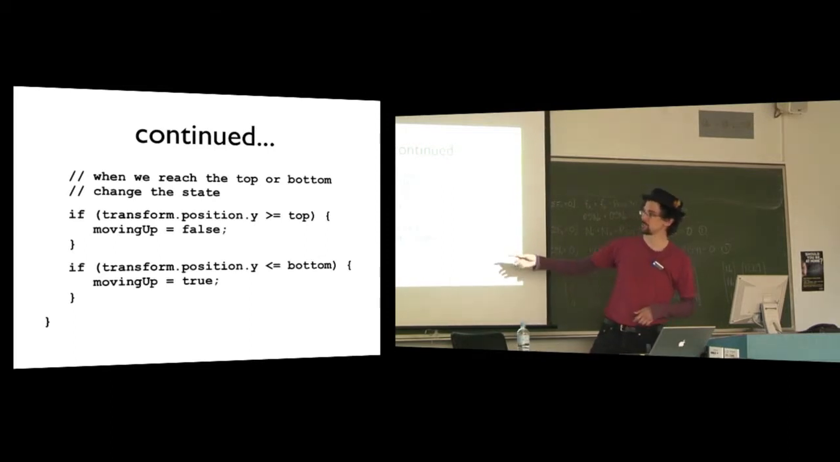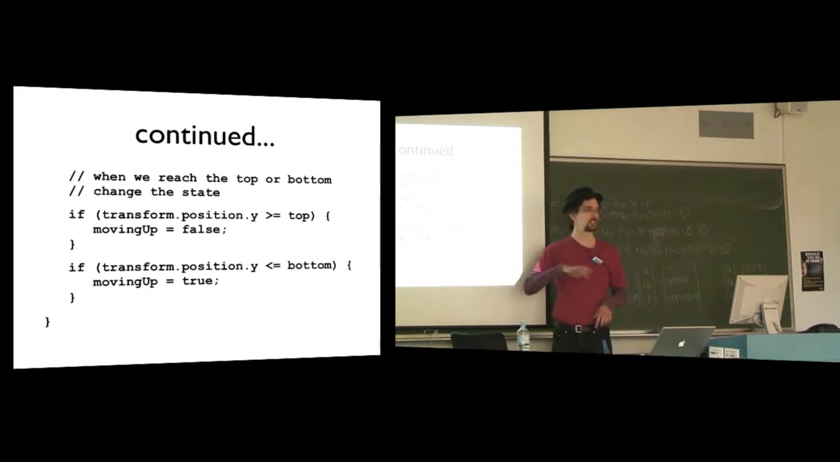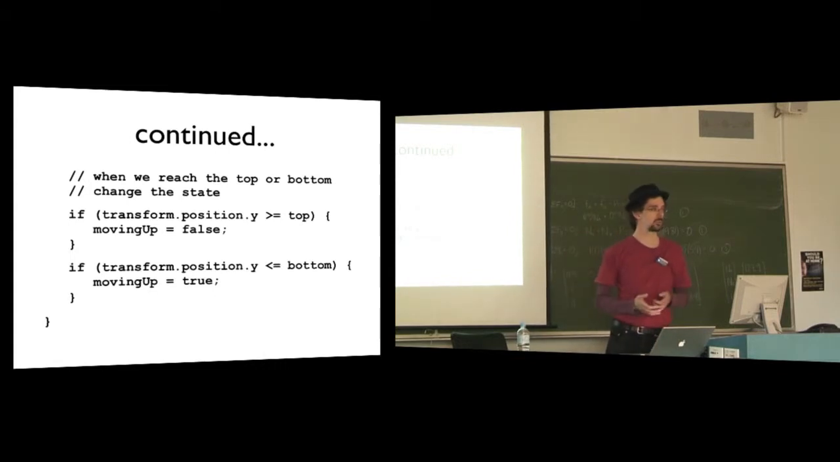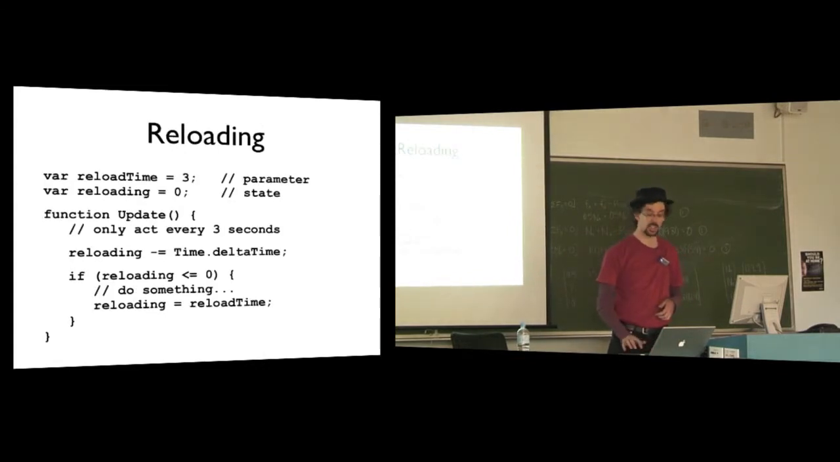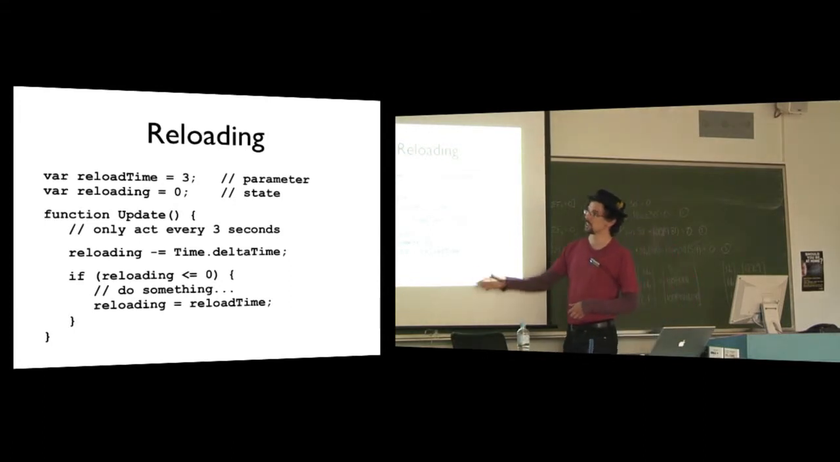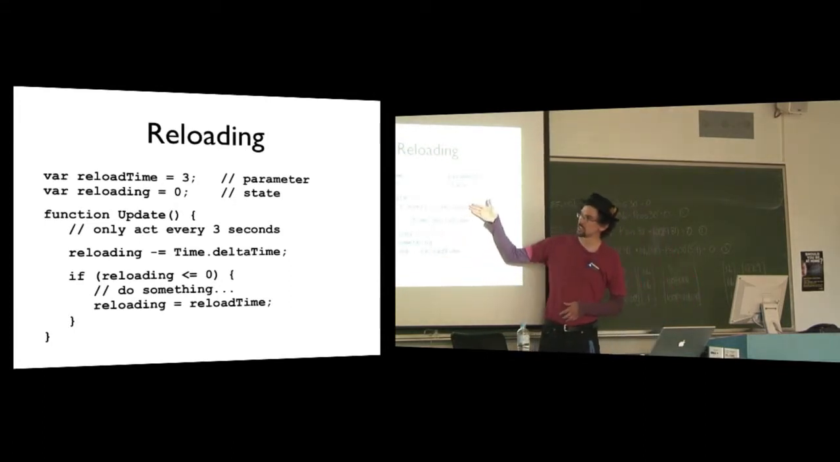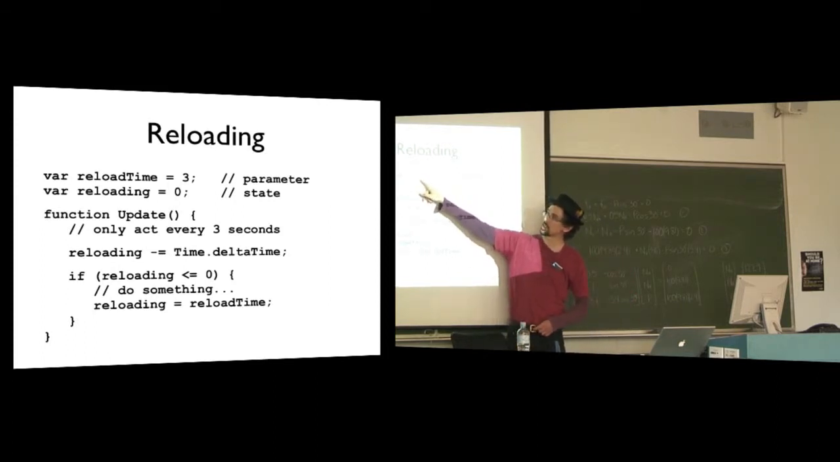Now this is a really simple example, just using a single Boolean to switch between two different states, but we can actually have as complicated a state as we want. An example of a slightly more complicated state would be a behaviour that only does something every 3 seconds. We might use this for reloading our gun in Asteroids, for example. We have a parameter which is how long it takes to reload, and we have a state which tells us how long we are currently reloading, and how long we have left to finish reloading.